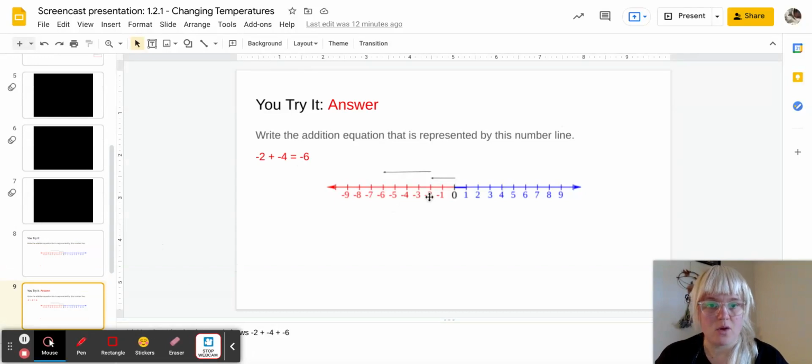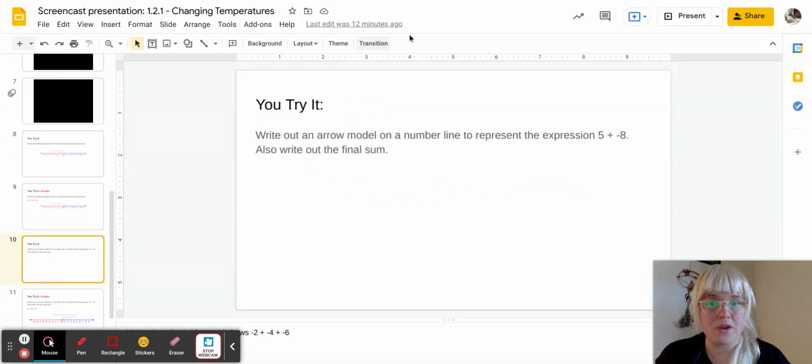There it is. We have negative 2 plus negative 4, starting at 0, moving to negative 2, then adding another negative 4, so starting at negative 2 and moving 1, 2, 3, 4 more to the left, landing at negative 6.